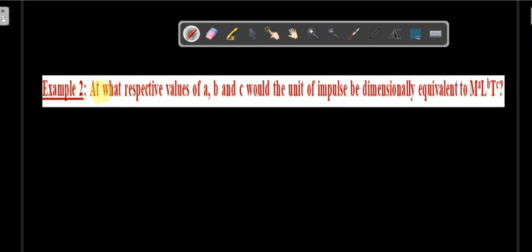Okay, here's another example. At what respective values of a, b, and c would the unit of impulse be dimensionally equivalent to M to the power of a, L to the power of b, T to the power of c? So here we're going to write impulse. The symbol for impulse is I, is equal to M to the power of a, L to the power of b, and T to the power of c.